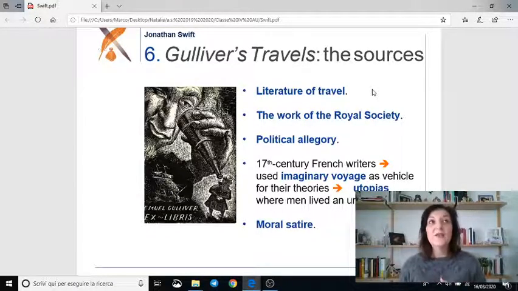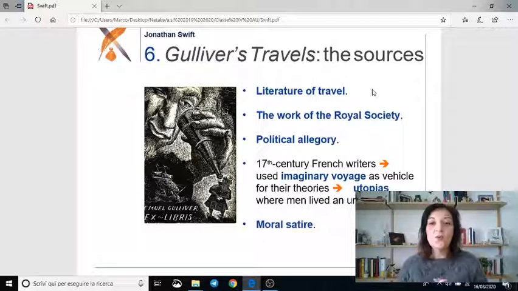Then another source, which is very clear, is the genre dealing with political allegory. So the allegory of political characters, political people, and political events.